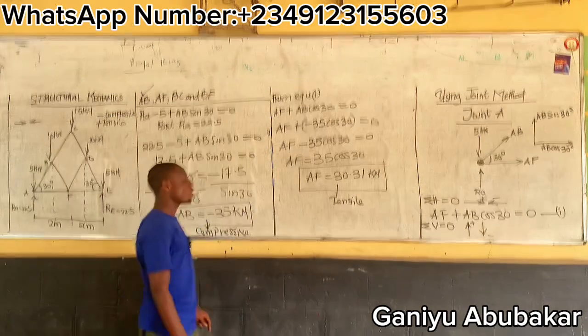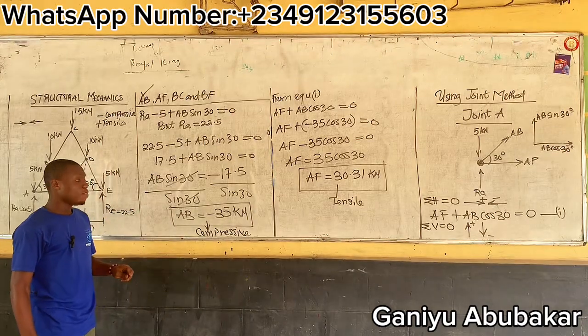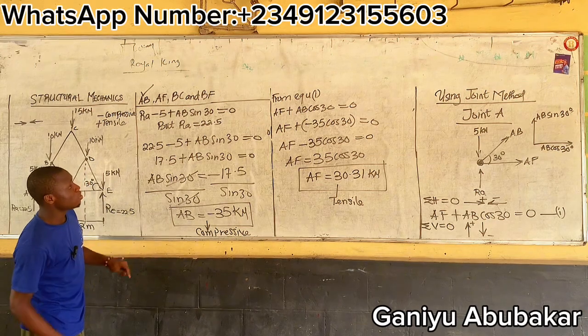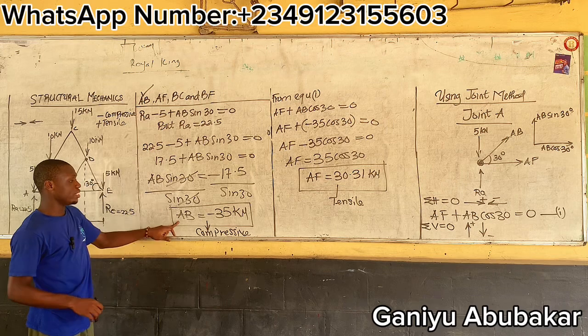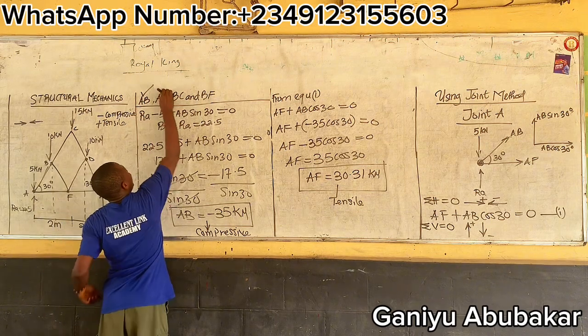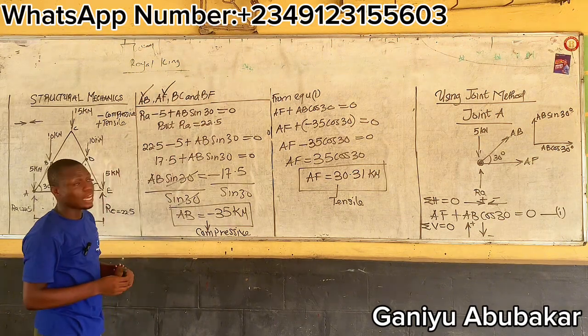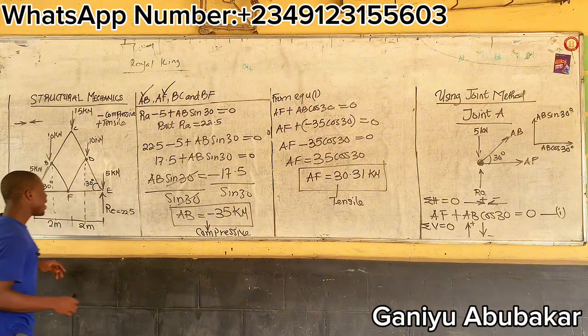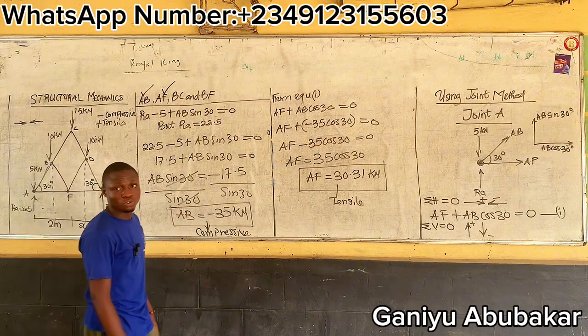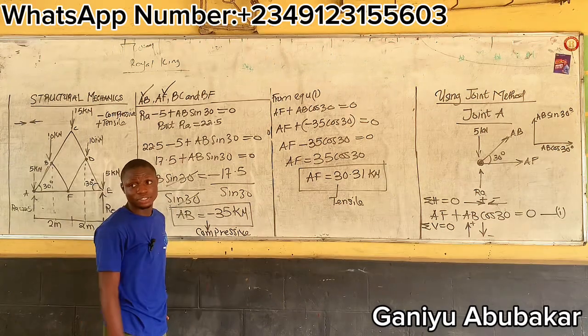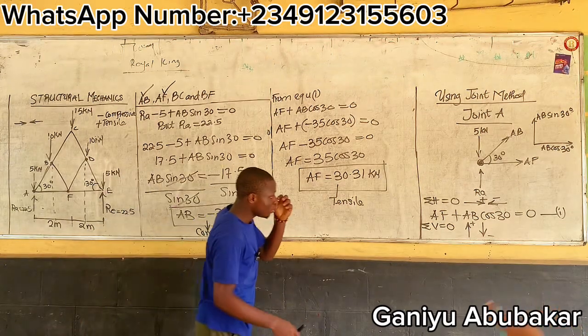So I've gotten AB and AF. From my question, I wanted to find AB and AF. What's left? BC and BF. Now, mind you, I picked only joint A. What next? Pick joint B. That's the next thing. So let's pick joint B and solve to get the other unknowns. Please, we explain from here.